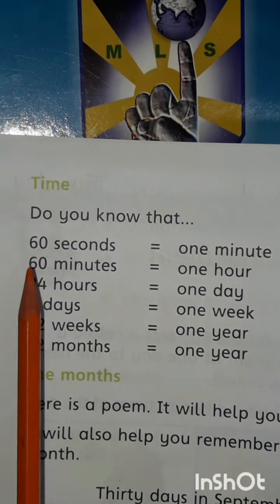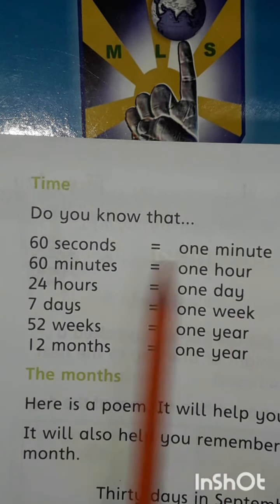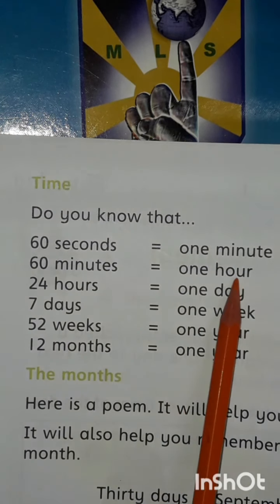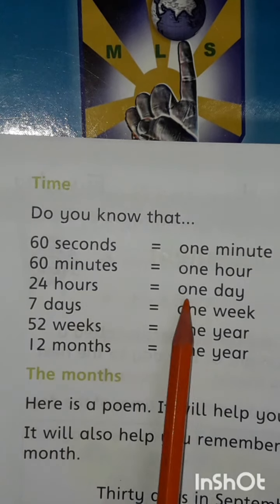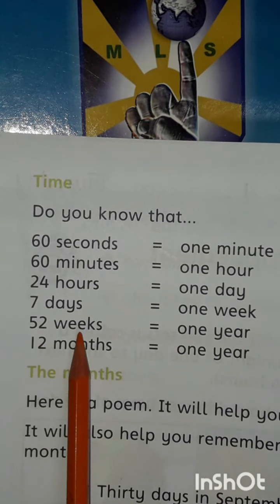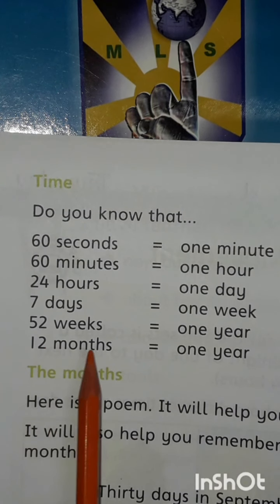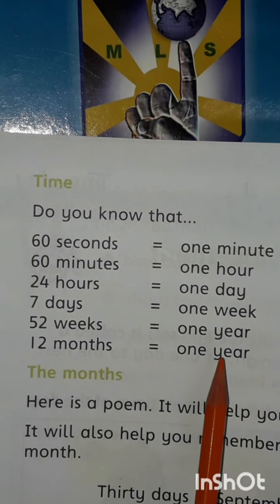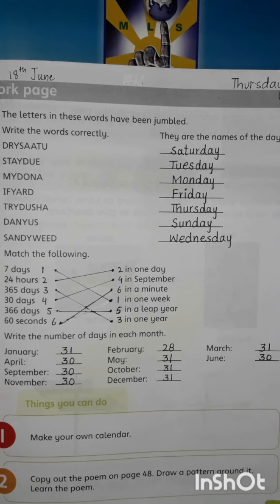Let's repeat. 60 seconds, 1 minute. 60 minutes, 1 hour. 24 hours, 1 day. 7 days, 1 week. 52 weeks, 1 year. 12 months, 1 year. Let's move on to exercise C.